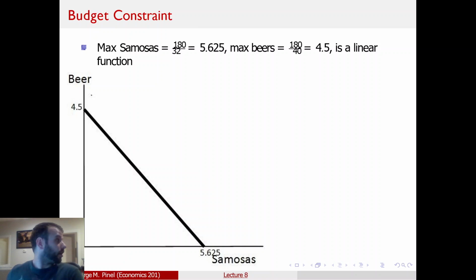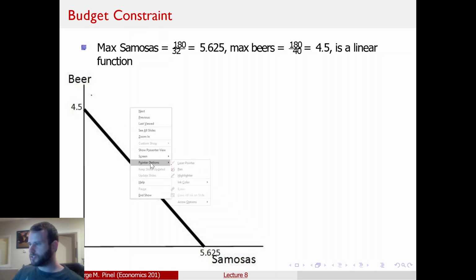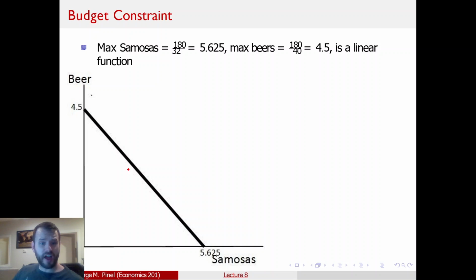Okay, so we left off with the budget constraint, right? Basically, I said it was a straight line that maps the amount of good one and good two you can consume by exhausting your budget, right? So each point along this line is a consumption bundle that will max at 180 grams of carbs.